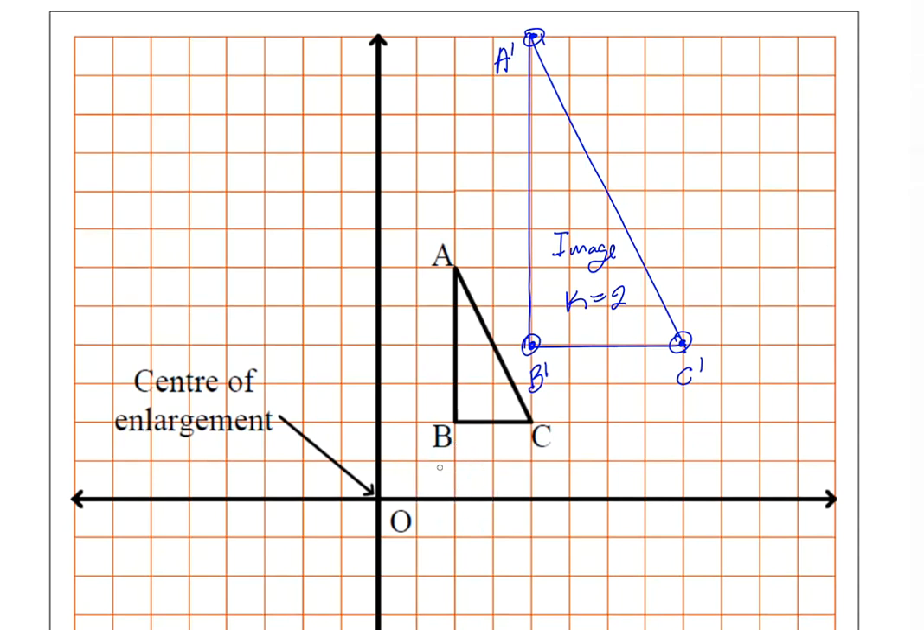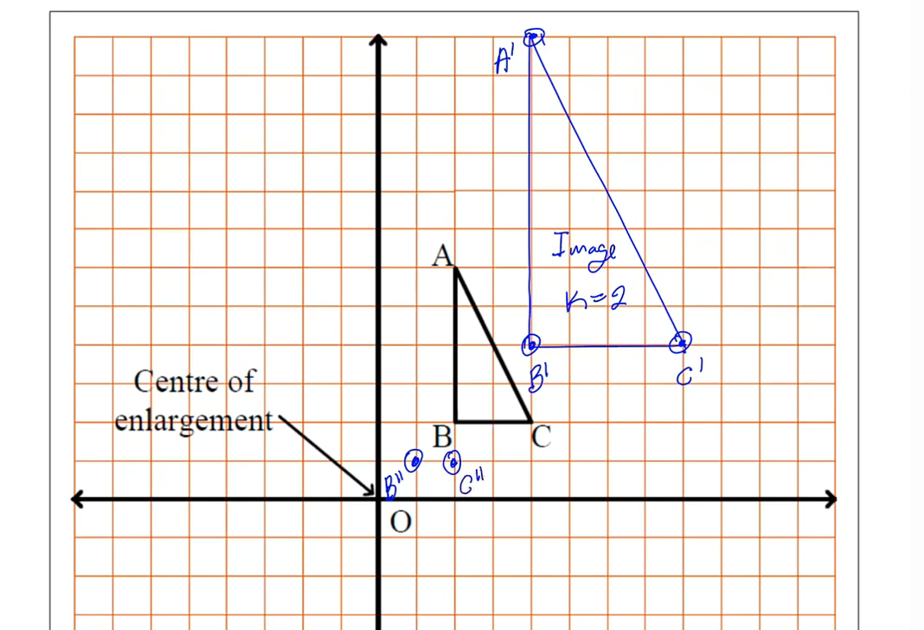Next I'm going to draw A double prime, B double prime, C double prime. This one is going to be an enlargement, center the origin, and scale factor a half. From the center to B, it's 2 right, 2 up. If I half that, it's 1 right, 1 up. This would be the new position of B, B double prime. From the center to C, it's 4 right, 2 up. Half that, 2 right, 1 up. This is the new position of C, C double prime.